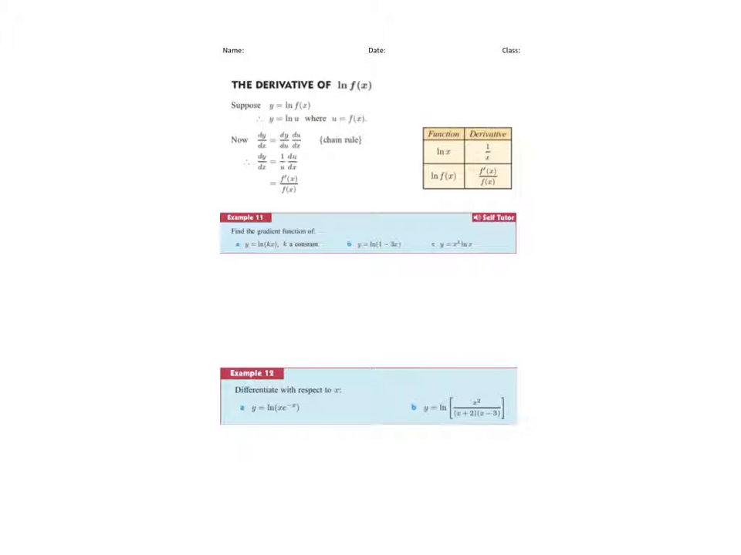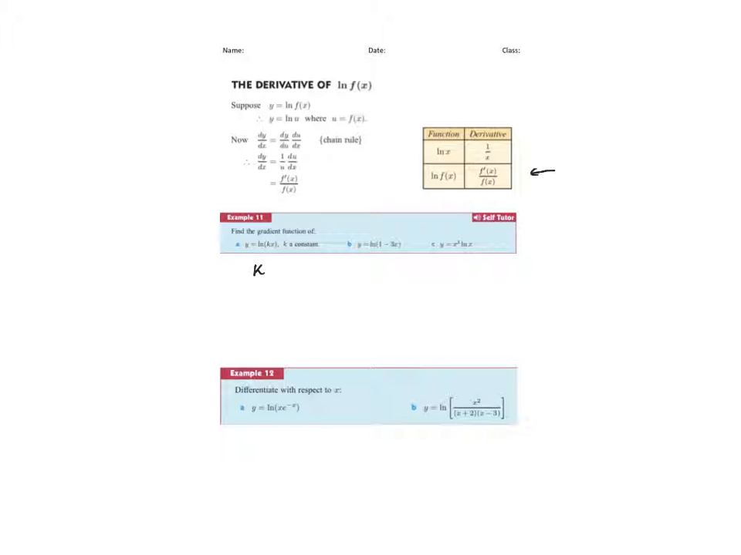All right, well, let's take a look at the first one. It says find the gradient function, so we know we have to use the derivative of y equals the natural log of kx, where k is a constant. Okay, well, if we look here at this rule, it just says take the derivative of the function inside of the natural log, divide that by the original function.